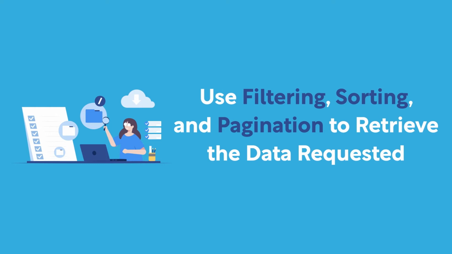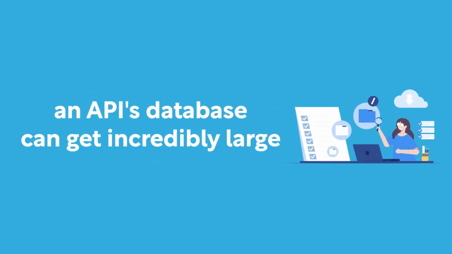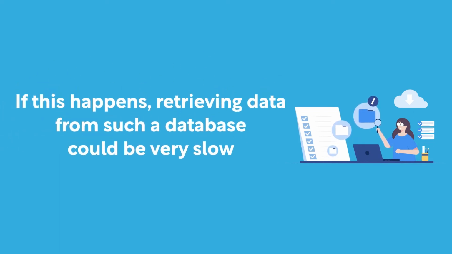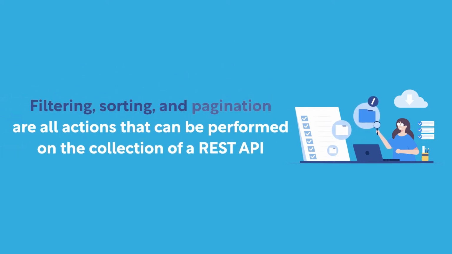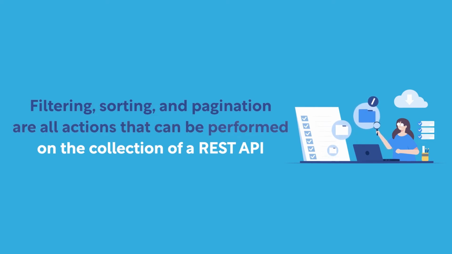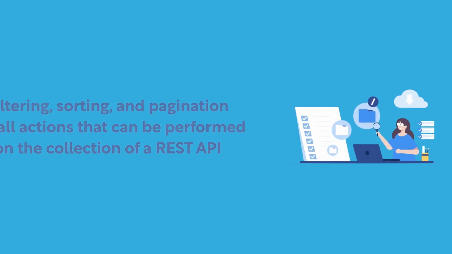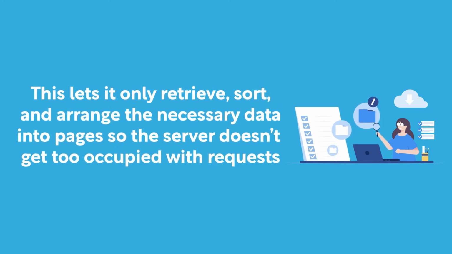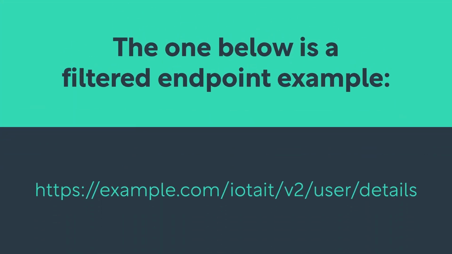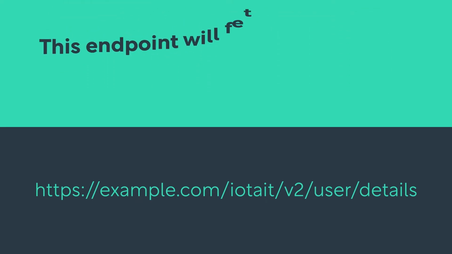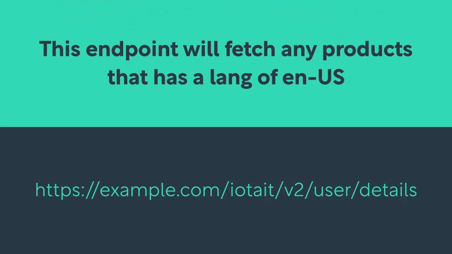6. Use filtering, sorting, and pagination to retrieve the data requested. Sometimes, an API's database can get incredibly large. If this happens, retrieving data from such a database could be very slow. Filtering, sorting, and pagination are all actions that can be performed on the collection of a REST API. This lets it only retrieve, sort, and arrange the necessary data into pages so the server doesn't get too occupied with requests. The one below is a filtered endpoint example. This endpoint will fetch any products that has a lang of en-us.